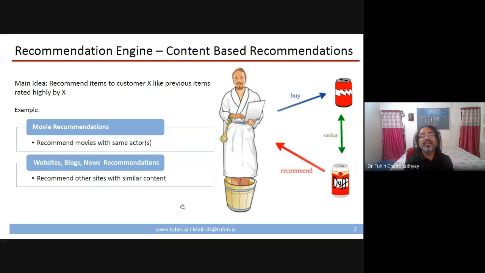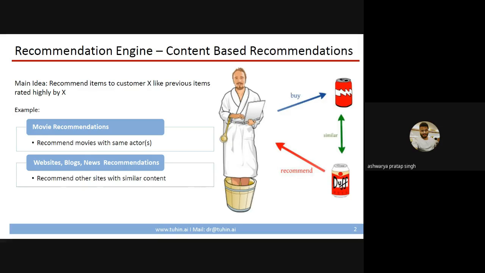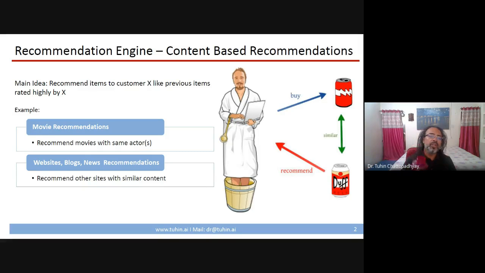Is this idea clear? Any doubt, any question about this content-based recommendation? Any question, folks? No, sir. Great. So one question I do have. Your name, please? Ashwarya. Yeah, please go ahead.